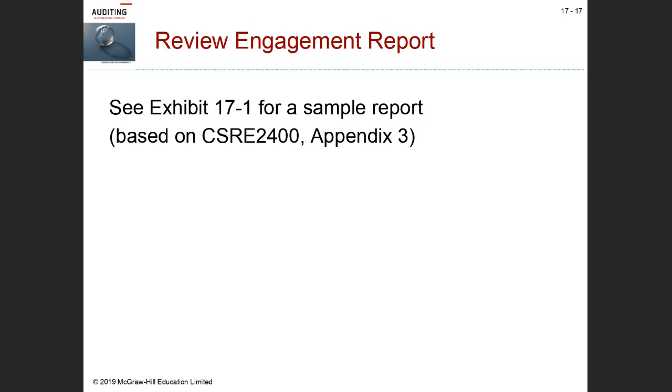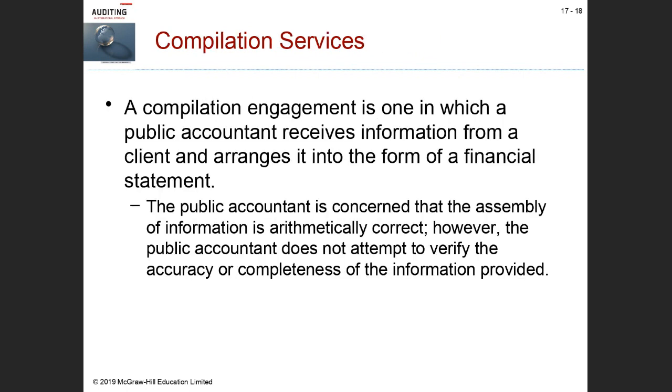You don't even have those in a review engagement. Okay, so that's a type of report you can see there. So the next thing we want to have a look at is the other type of work that auditors or professional accountants do, compilation services. So again, compilation is also something known as a notice to reader report.